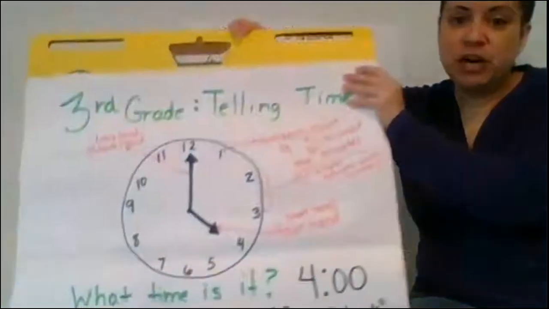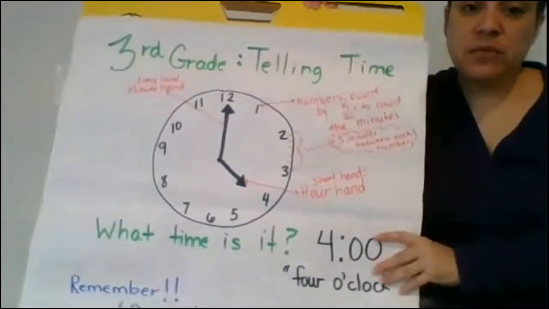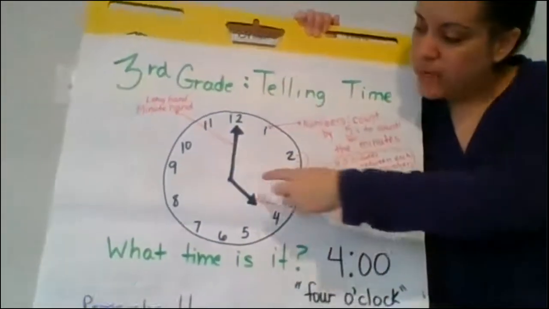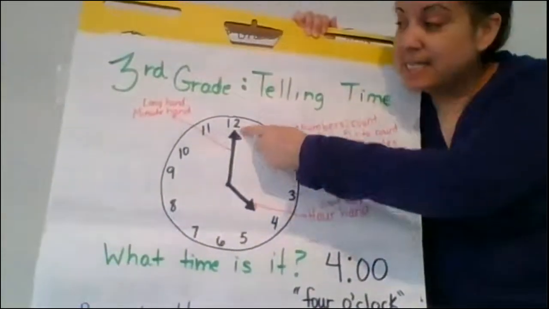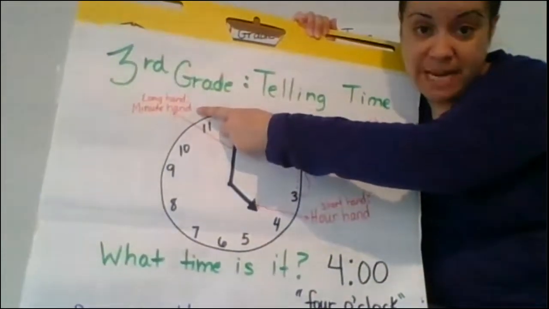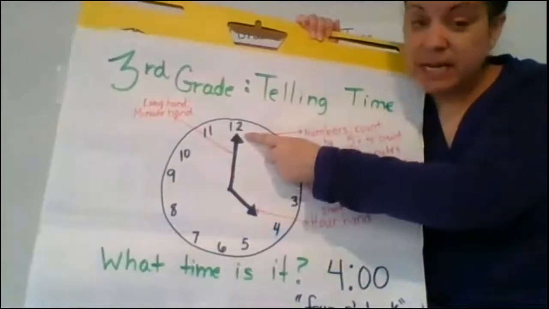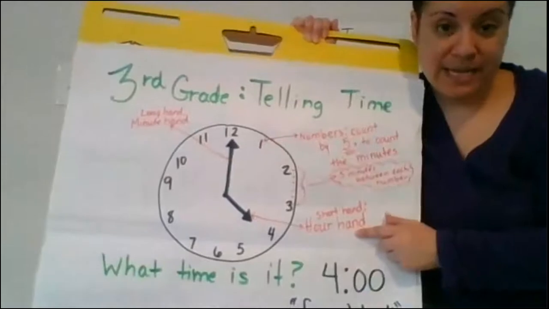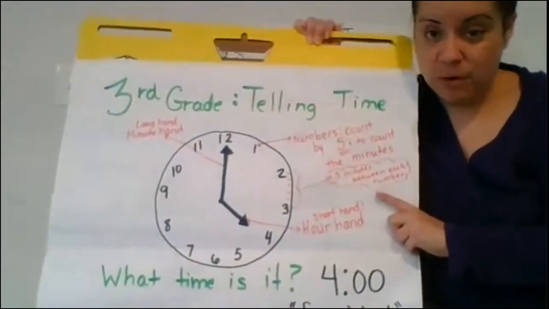Do you remember this chart? This chart was teaching us about the clock. We know that the long hand is the minute hand. It tells us how many minutes. The short hand is the hour hand. It tells us how many hours.